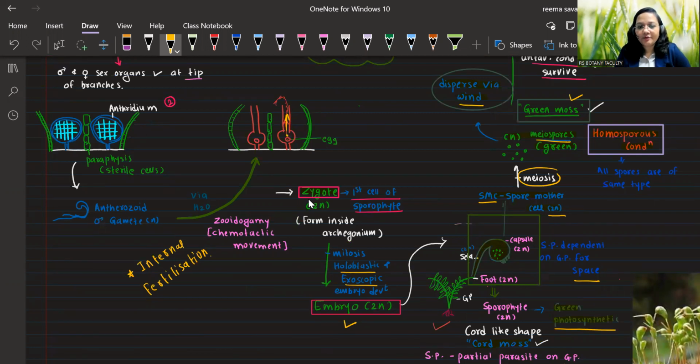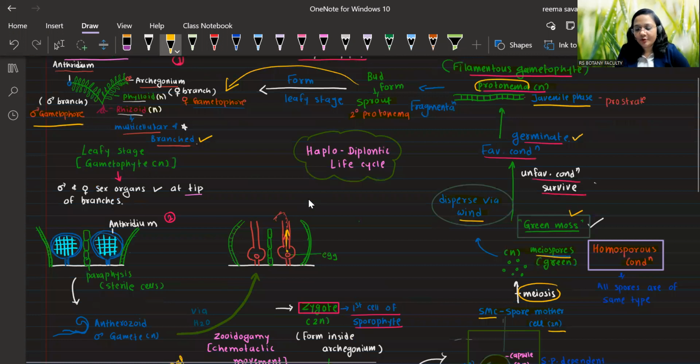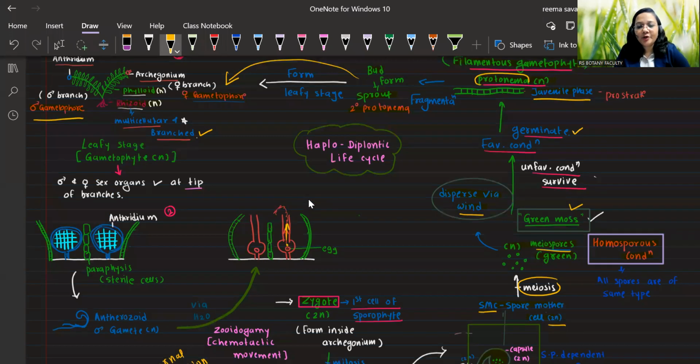Fertilization occurs. Zygote will be the first cell of sporophyte. Sporophyte will develop on the gametophyte, right? And all the cells of the sporophyte are diploid in nature. Sporophyte will form spore mother cell. By meiosis, it will form the spore. So spore will be haploid, and after germination, spore will form the first stage of gametophyte, that is protonema.